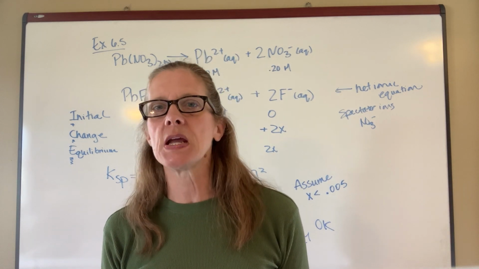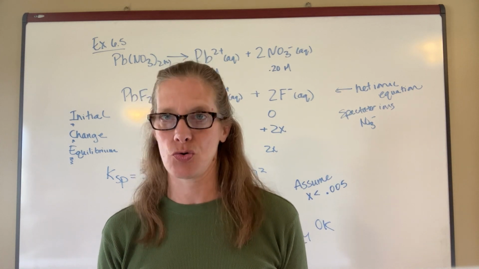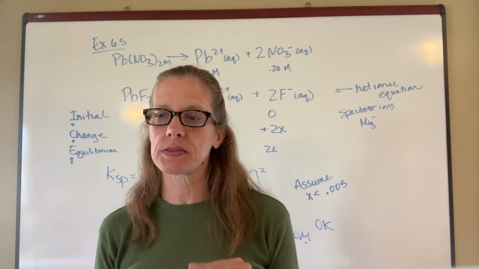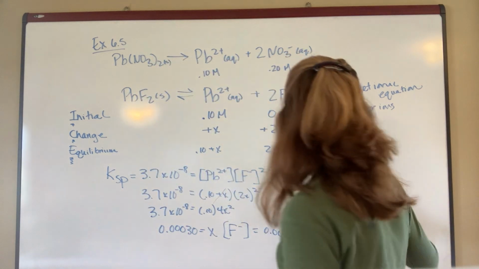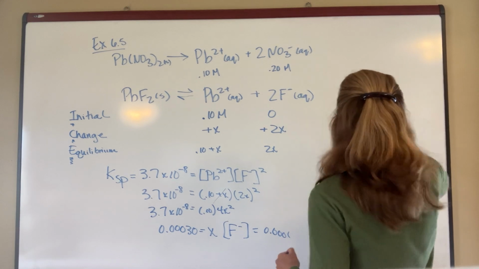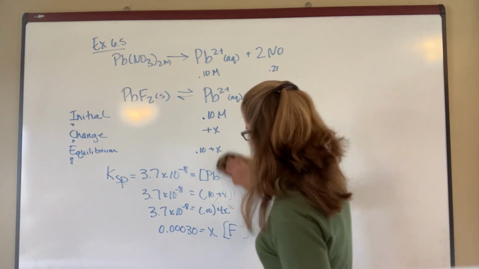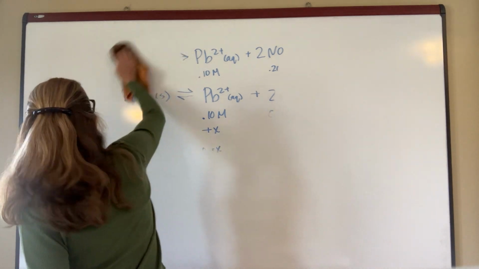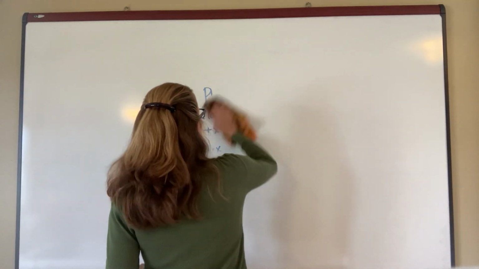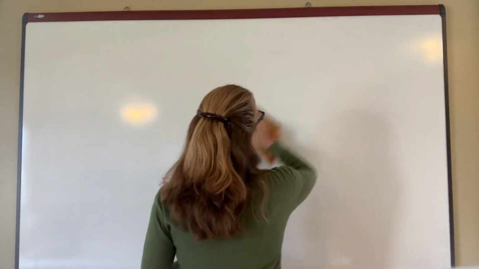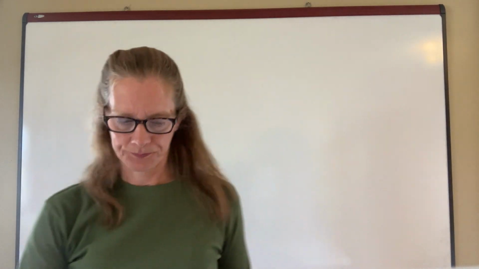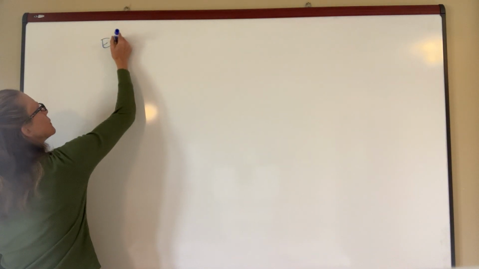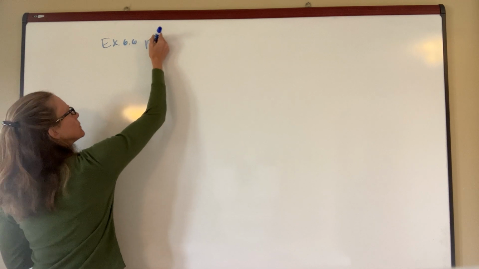But what happens if you make an assumption and it's not okay? I want to go through an example like that with you so that you can see it. So this is going to be the second part of example 6.6. So we'll make some more space here, and start over. All right, so example 6.6, part B.